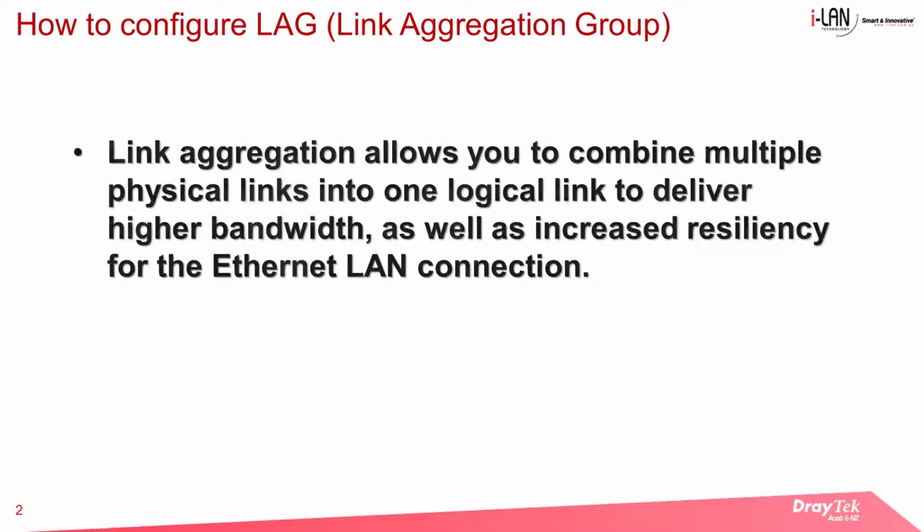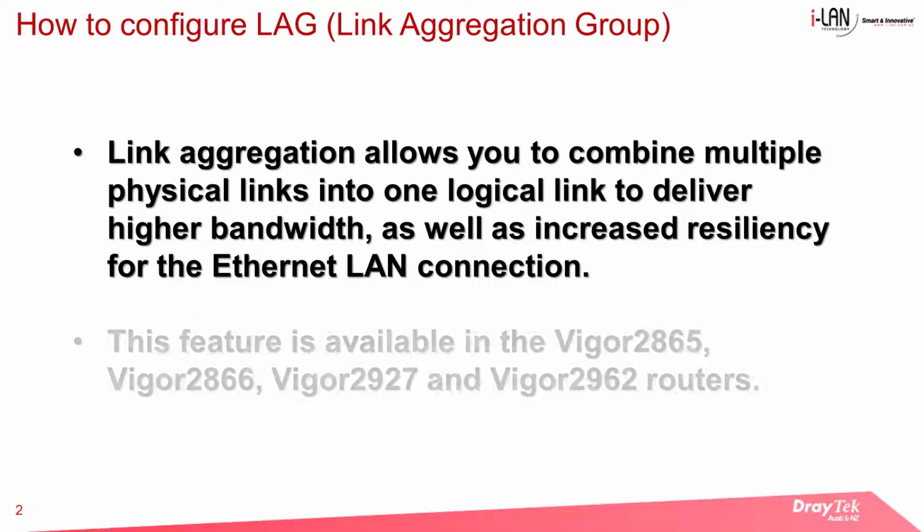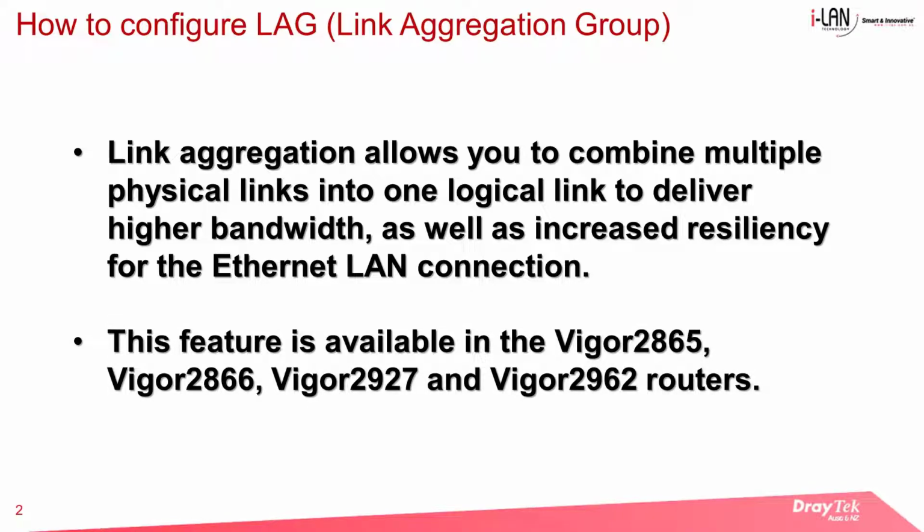Link aggregation allows you to combine multiple physical links into one logical link to deliver higher bandwidths as well as introducing redundancy. This feature is now available in the 2865, 2866, 2927, and 2962. Other routers will be added later.